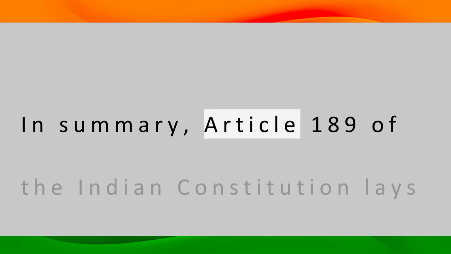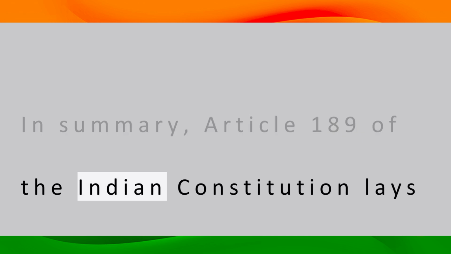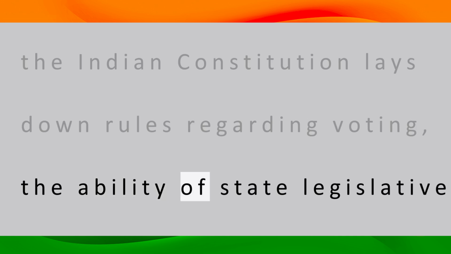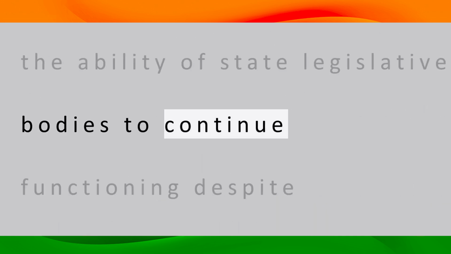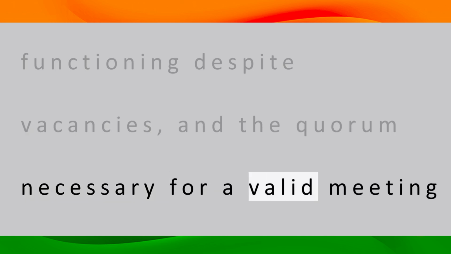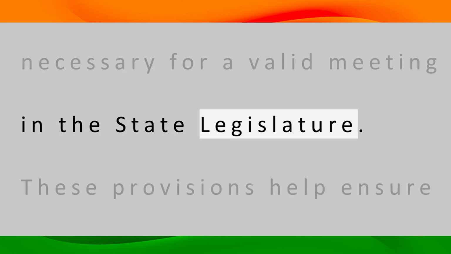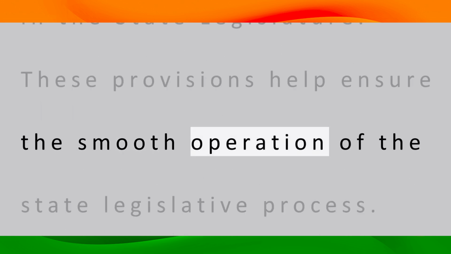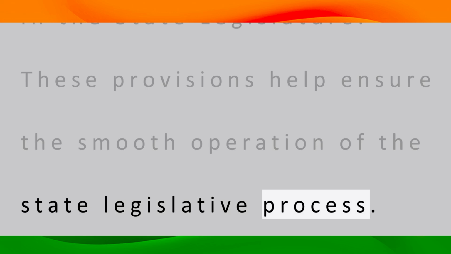In summary, Article 189 of the Indian Constitution lays down rules regarding voting, the ability of state legislative bodies to continue functioning despite vacancies, and the quorum necessary for a valid meeting in the state legislature. These provisions help ensure the smooth operation of the state legislative process.